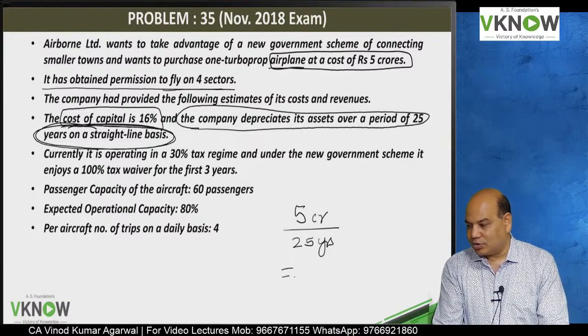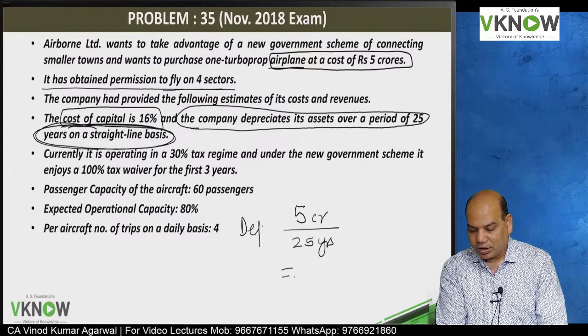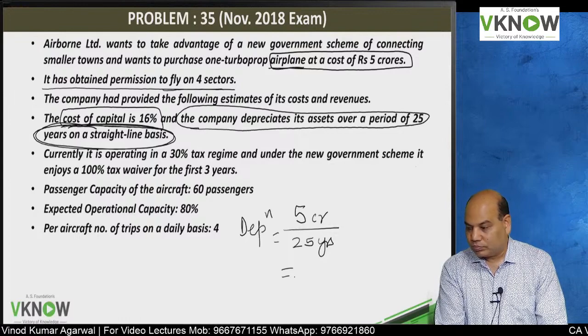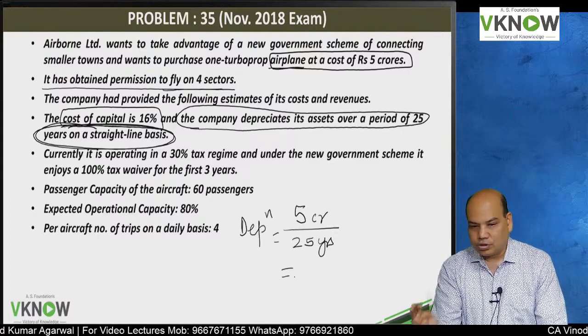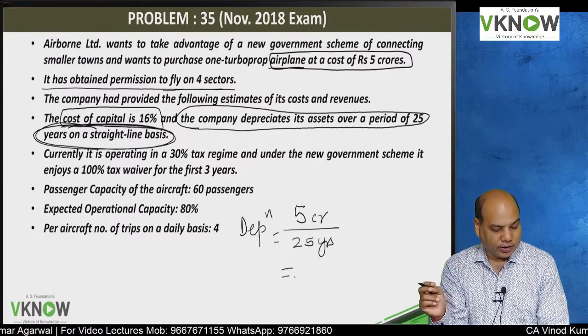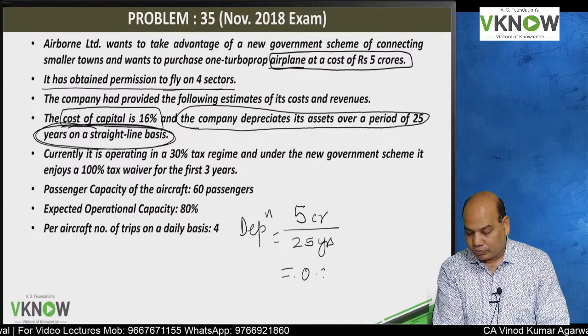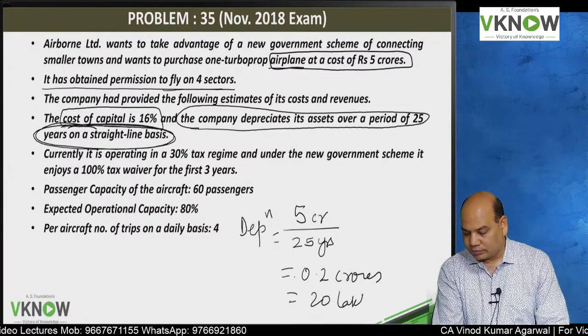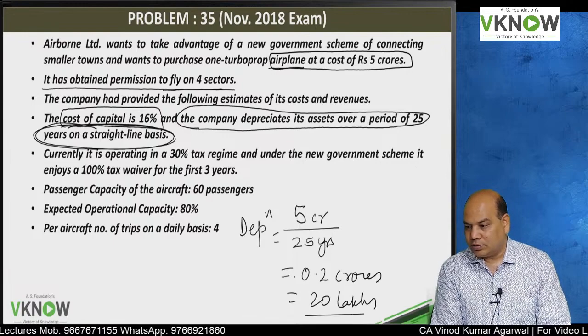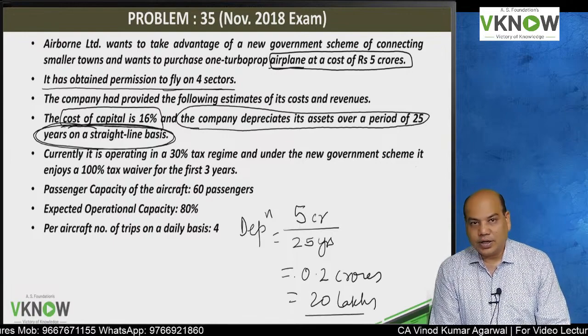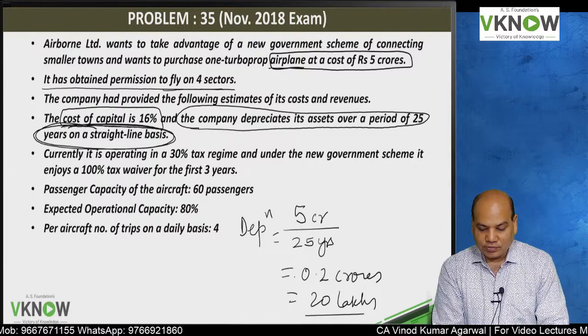Can you tell me how much will be depreciation per annum? Yes, try 5 crore, type 5 crore divided by 25. How much will be depreciation? 0.2 crore, or 20 lakhs. That's right. So I will require depreciation because of taxation.